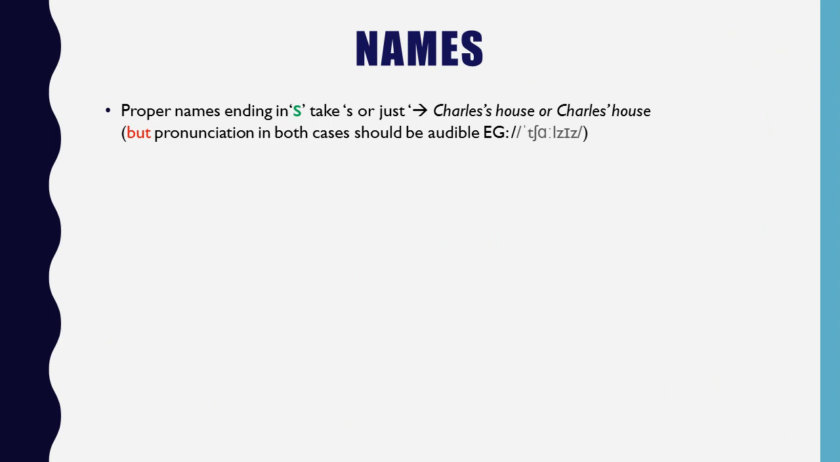Well, let's have a look at what happens with names. Proper names ending in S take apostrophe S or just apostrophe. Here we have the name Charles, but the pronunciation in both cases should be audible. In both cases, you should pronounce Charles's house. The same happens when we talk about famous people, they may not take apostrophe S after the apostrophe. For example, when you say Cervantes' novel.